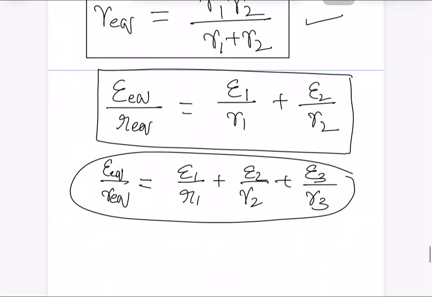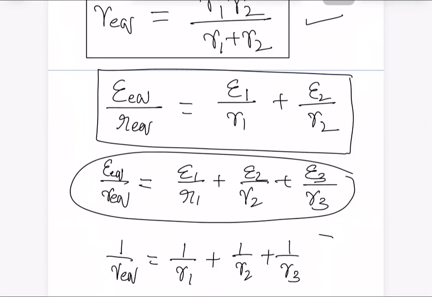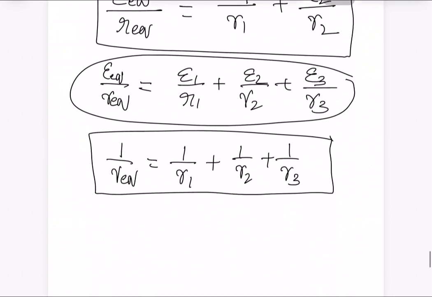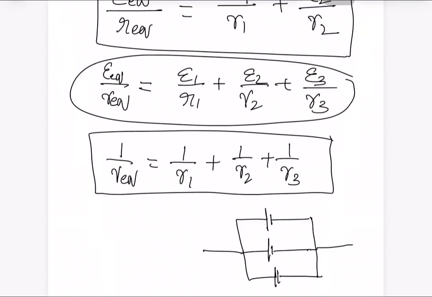And how can you write R equivalent? Directly we can't write R equivalent. So, 1 by R equivalent can be written as 1 by R1 plus 1 by R2 plus 1 by R3, where R1, R2 and R3 are the internal resistances of the 3 cells when the 3 cells are connected in parallel. Okay. So, these are the effective resistances and effective EMF.